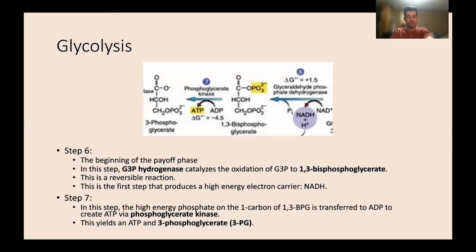So in step 7, the high energy phosphate on the 1 carbon of 1,3-BPG is transferred to ADP to create ATP via phosphoglycerate kinase. So a lot of big words in that one too, but you just have to understand that in step 7, we are creating ATP. So we're taking one of those phosphate groups from 1,3-BPG and putting it back onto ADP to create ATP. And we use the help of a kinase, obviously, to do that. So this is going to yield 1 ATP, and then we're left with a molecule called 3-phosphoglycerate, or 3PG.